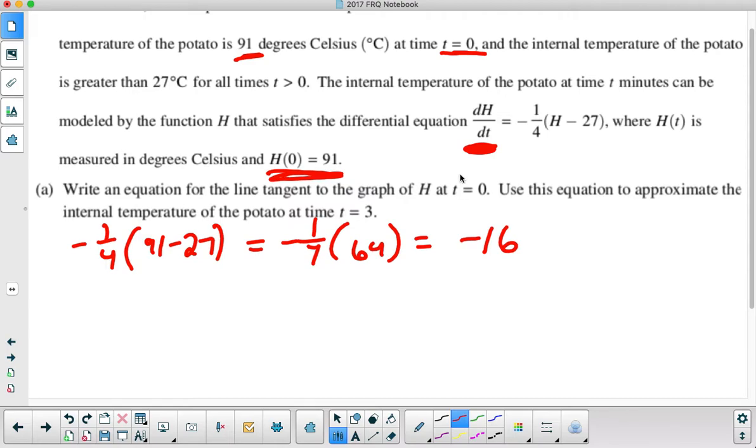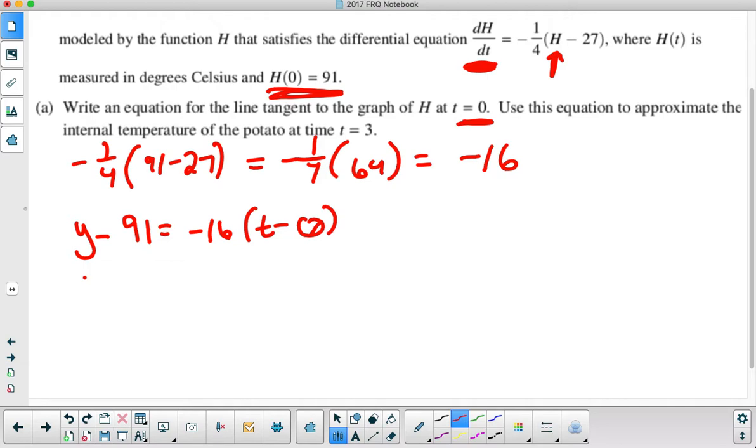We're finding this at t equals 0. So we know that when t equals 0, H equals 91. We're given that up here in the problem. So we know that the slope is negative 16. Now we got to write an equation. So you go back to Algebra 1 stuff. y minus 91 equals slope, negative 16, times t minus 0. That's not even a necessary step there, just leave it out. Add the 91 over. Negative 16 times t is negative 16t plus 91.